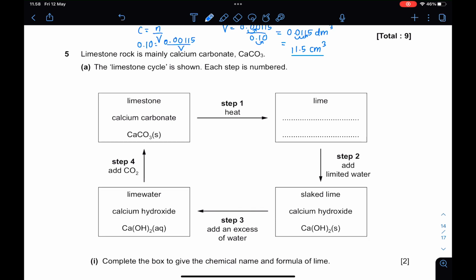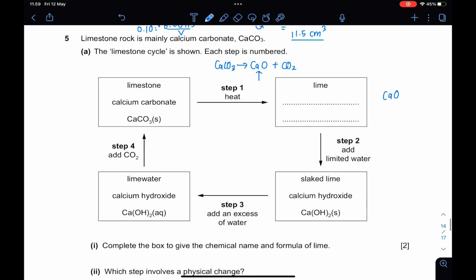Okay, now next, limestone rock is mainly calcium carbonate. The limestone cycle is shown. Each step is numbered, so we have a total of 4 steps over here. So we have limestone, which is calcium carbonate, CaCO3. Then you heat it up and you will get lime. Do remember what lime is. If you don't remember, it's okay. Calcium carbonate, when you heat it up, will break down into calcium oxide plus carbon dioxide. So when they say lime, this is lime.